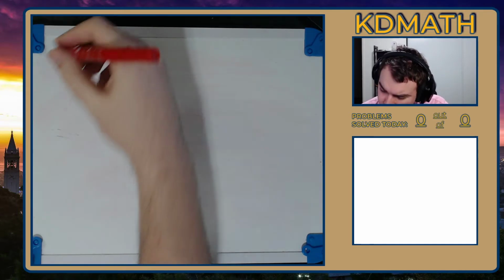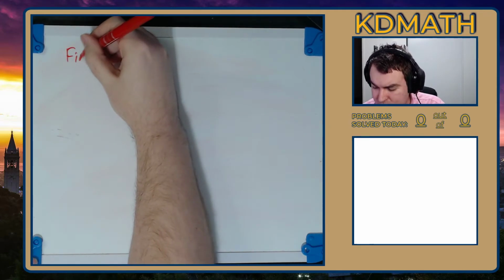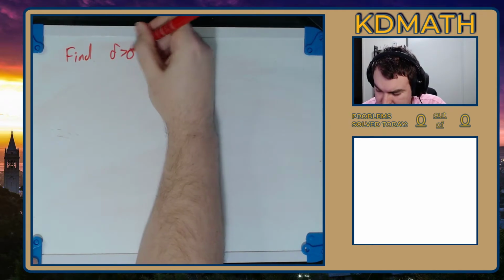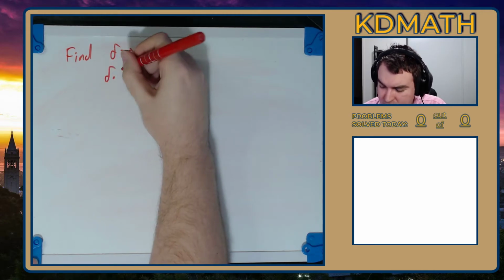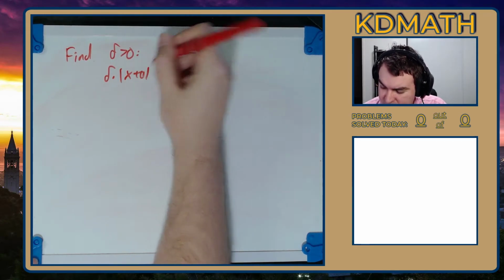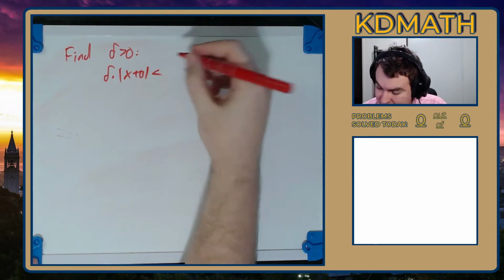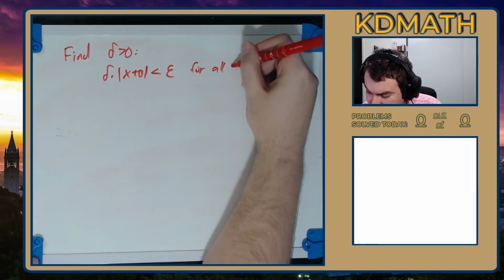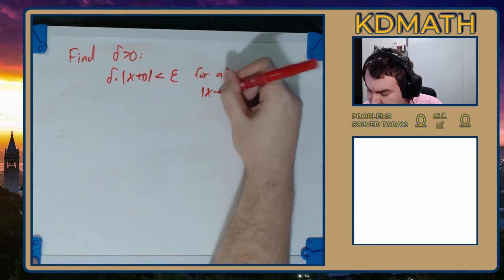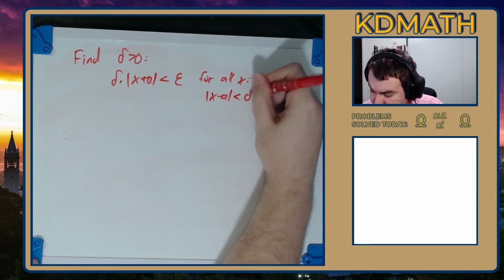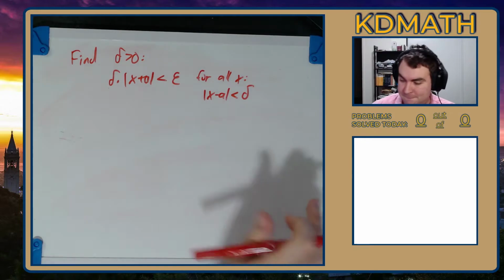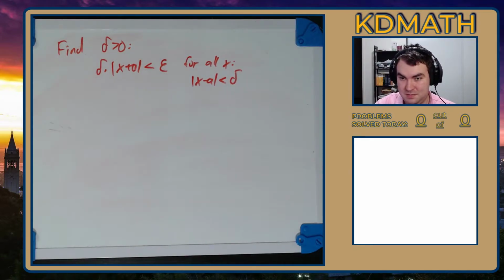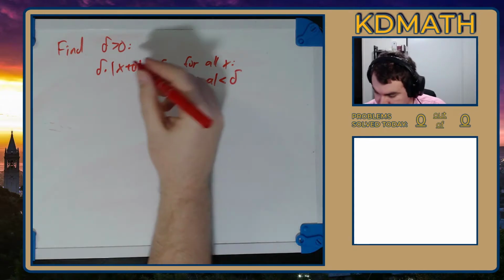But let's keep going about this. So we want to find delta greater than 0 such that delta times absolute value of x plus a is less than epsilon for all x such that absolute value of x minus a is less than delta. Okay. So far so good.